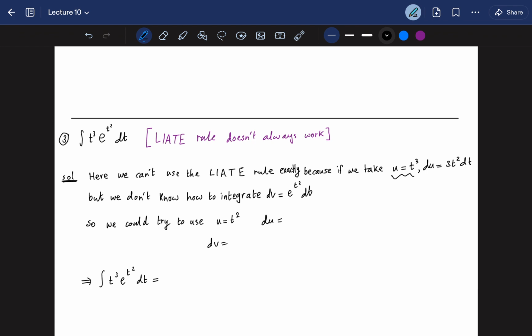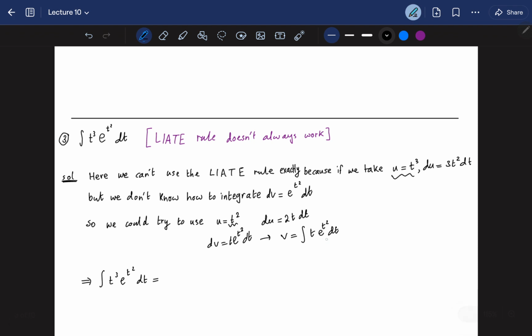So here we want to apply the acronym, but we need to be a bit careful. Here, instead of taking your u to be t cubed, you can try and take it to be t squared. Let's try if that helps. Now your du is just 2t dt, your dv is t times e to the t squared dt. Now let's try and find v. V is just the integral of dv.